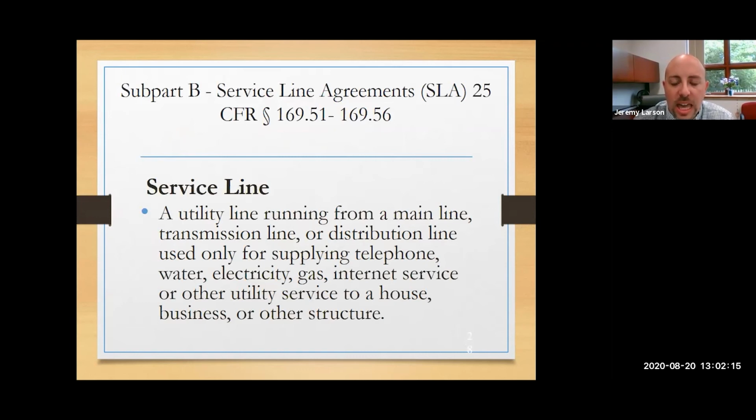So if you need a right-of-way and you already have a right-of-way, you could possibly use a service line agreement to run off that main line. But it can only service one building or structure. If you're going to service two structures, you're going to need two service line agreements.